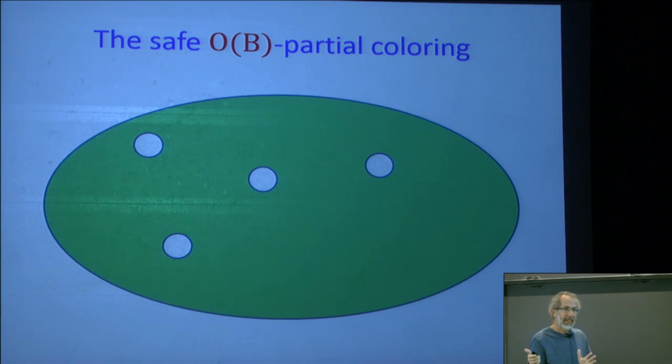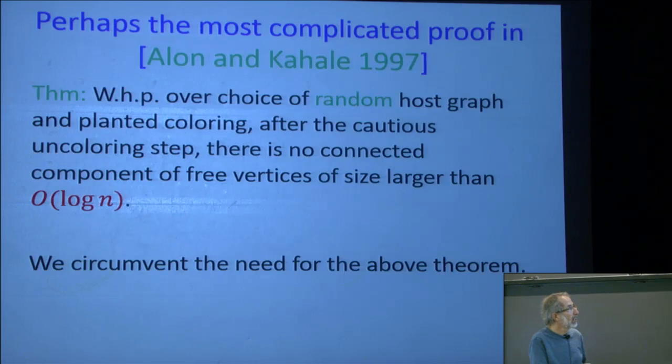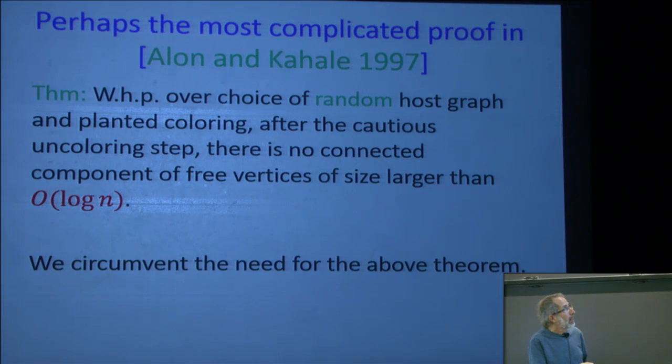Those are the vertices for which the fraction of neighbors that they have in some color class deviates a lot from what you'd expect. Okay, so the main reason why they could complete the analysis was that they could show that each one of these connected components is smaller than log n. This was perhaps the most complicated part of their proof, to show that indeed these components of free vertices, those which are uncolored at this stage, are small.